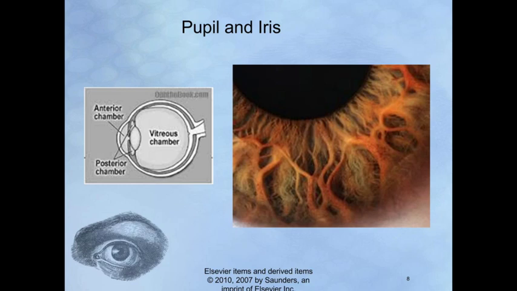The lens is naturally flexible. It bends light rays and focuses them on the retina, creating an image to be sent to the brain.